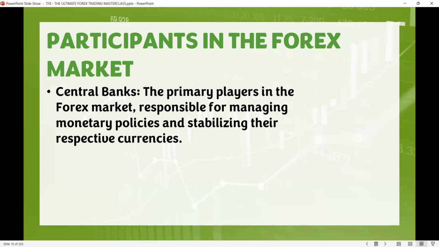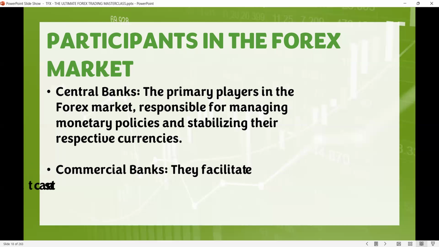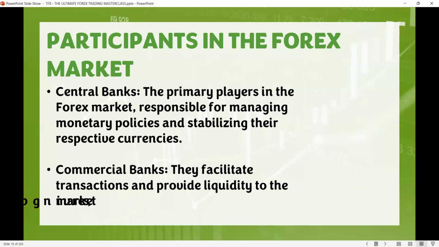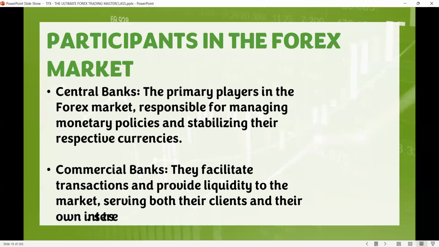So the participants in the forex market: we have the central banks. Then we have the commercial banks. The commercial banks facilitate transactions and provide liquidity in the market, serving both their clients and their own interests.